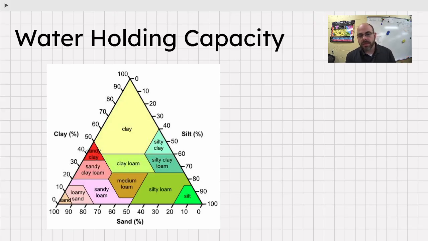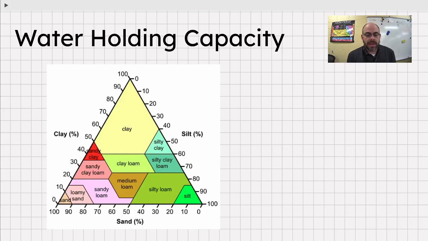You can think of a sponge versus like a towel, right? And one of them can hold more water than the other, and there's different reasons why they can do that, right? Versus a paper towel versus a piece of paper, right? And so soil is very much that way as well. Different kinds of soil are going to have more or less capacity to hold water and nutrients, right? And that has to do with the mixture of different types of soil in that.